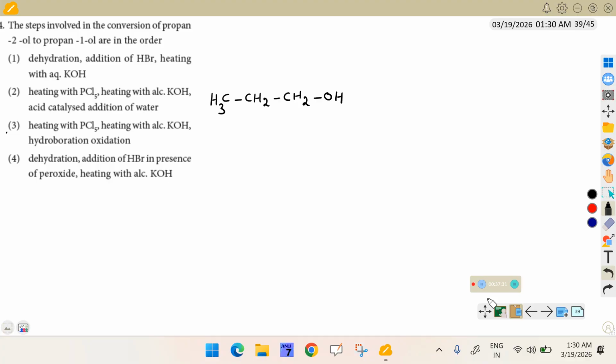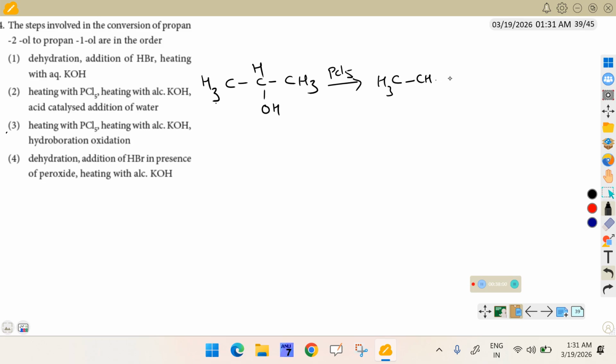Conversion of propan-2-ol to propan-1-ol. Take propan-2-ol, CH3CHOHCH3. First react it with PCl5. It breaks the bond between carbon and the OH group and gives CH3CHClCH3, which on heating with alcoholic KOH undergoes dehydrohalogenation and gives CH3CH double bond CH2.